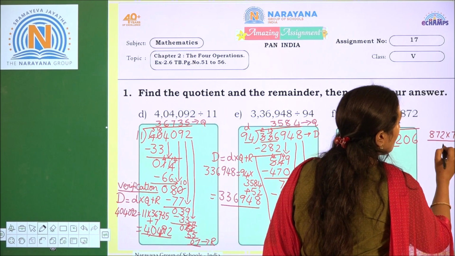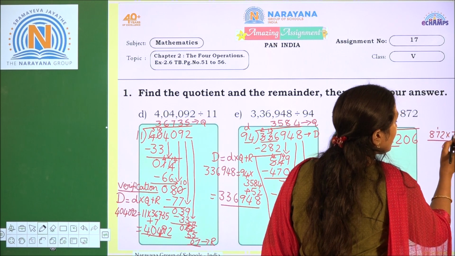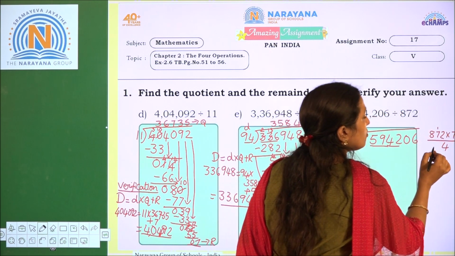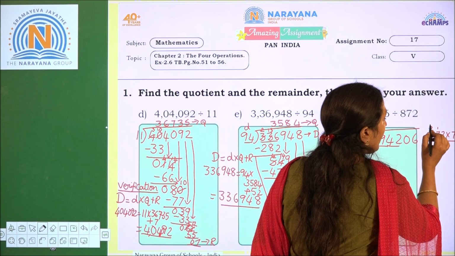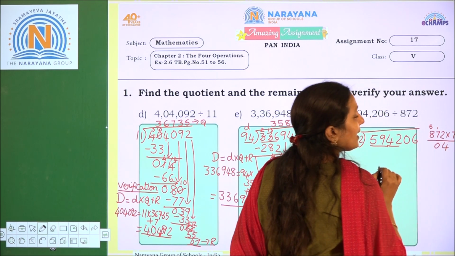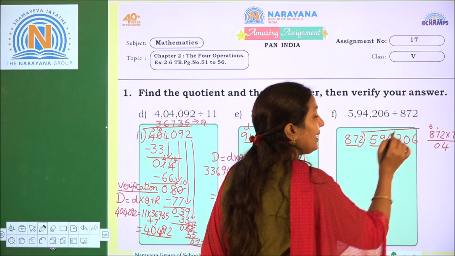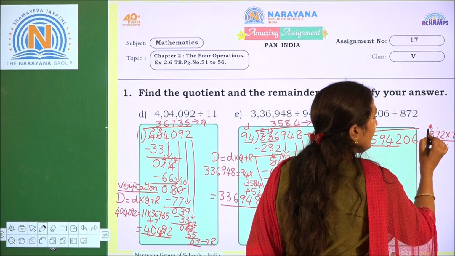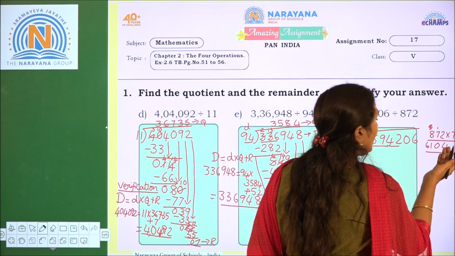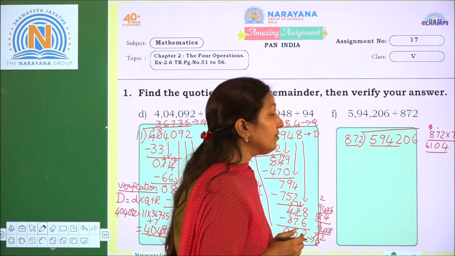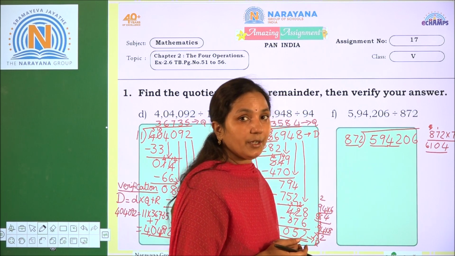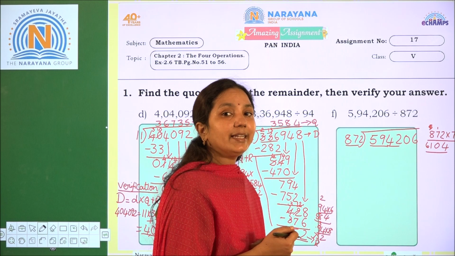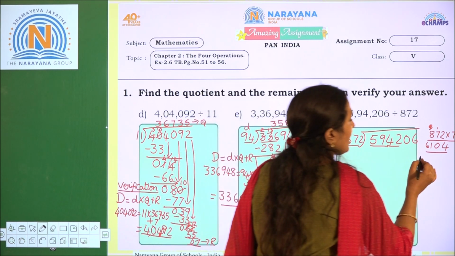7 2's are 14, carry 1. 7 7's are 49 plus 1 is 50... 55. And 7 8's are 56 plus 5 is 61. So it will be greater than 5942. So how many times can we take? We can take 6 times.